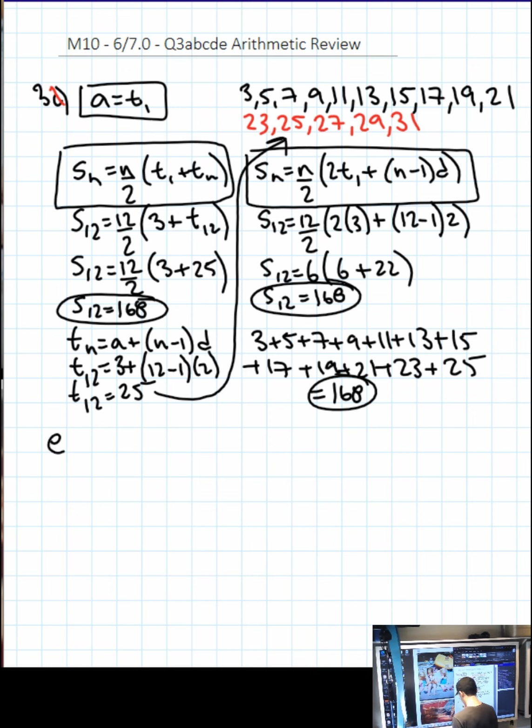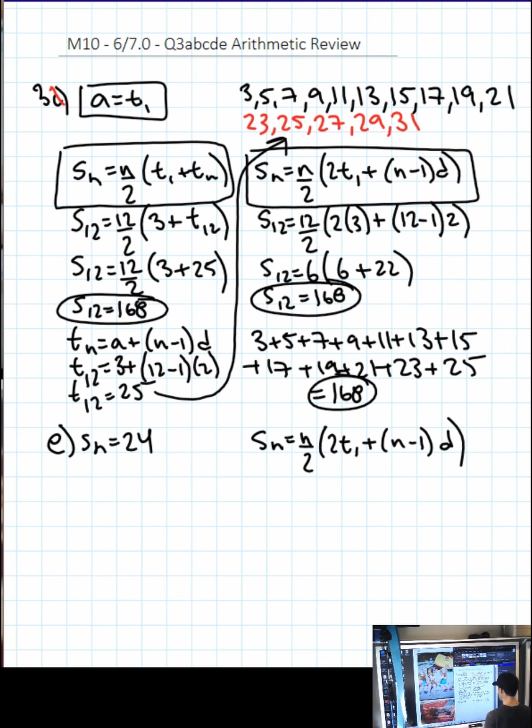Okay, E. Find the number of terms if Sn is equal to 24. So a certain number of terms is going to add to 24. Which formula do we want to use? We don't know what the last term is, so we want to use the formula on the right. Sn equals n over 2, 2t1 plus n minus 1 d.